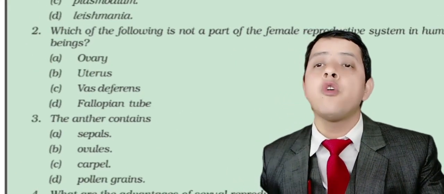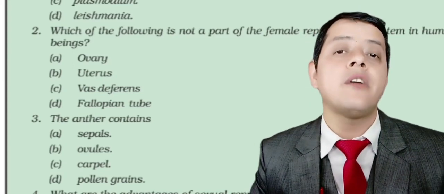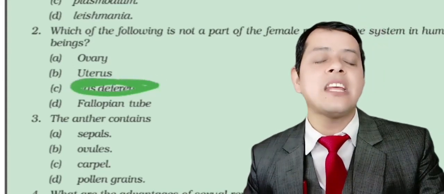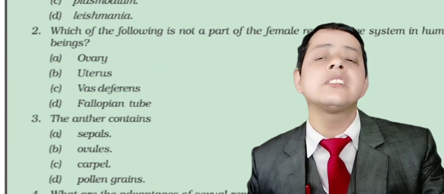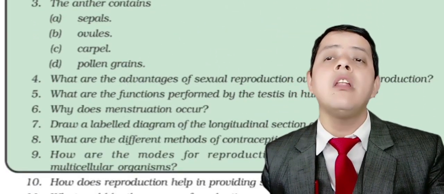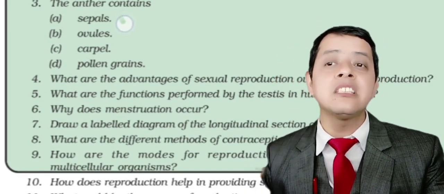Ovaries are female, uterus is female, and fallopian tube is female. So our answer must be vas deferens. Does the anther contain sepals? No, sepals are not present in the anther. Ovules, carpels are in the female part. Yes, the anther contains pollen grains.